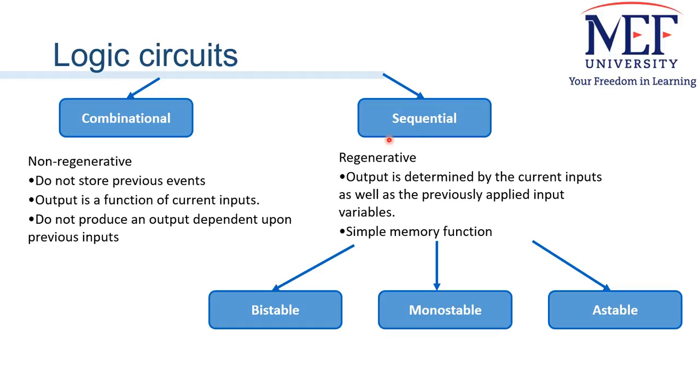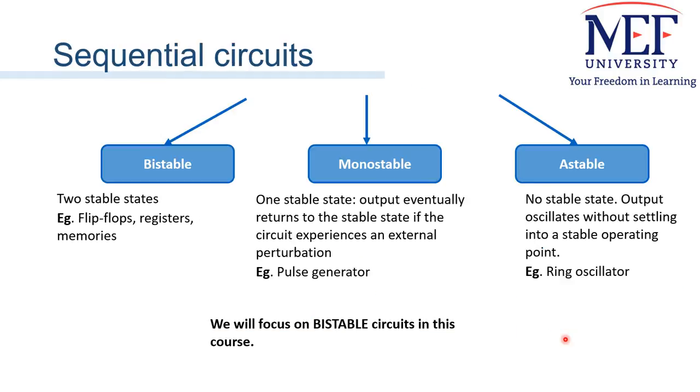On the other hand, sequential circuits are also called regenerative. The output is determined by the current inputs as well as the previously applied input variables. We can say that sequential circuits have a simple memory function to store the previously applied inputs. We have three types of sequential circuits: bistable, monostable, and astable.